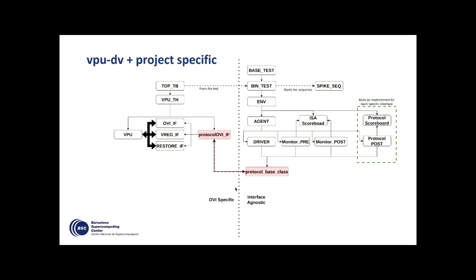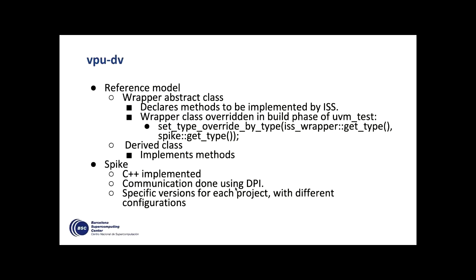Regarding the reference model, polymorphism was also used to have the ability to utilize different reference models. In our case, as I mentioned, we use Spike, which is an instruction set simulator implemented in C++, and it's widely used across the industry and very reliable. And we communicate the verification environment to it using the DPI. That is the direct programming interface, which allows the communication between SystemVerilog and C++.